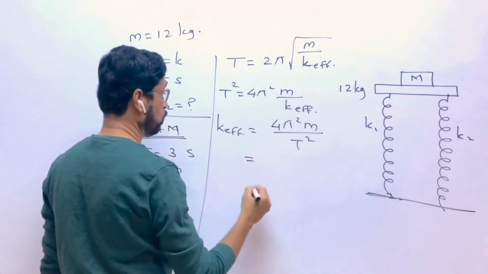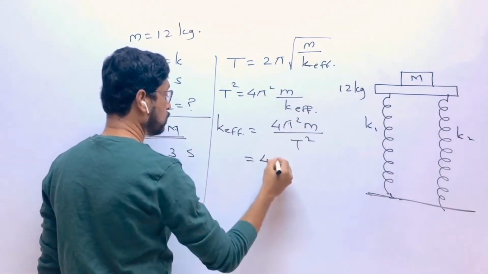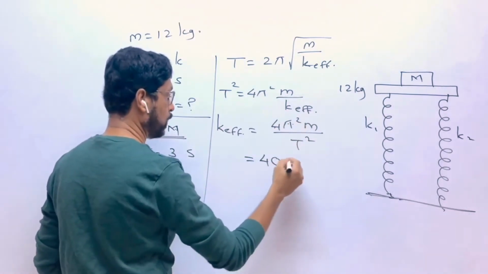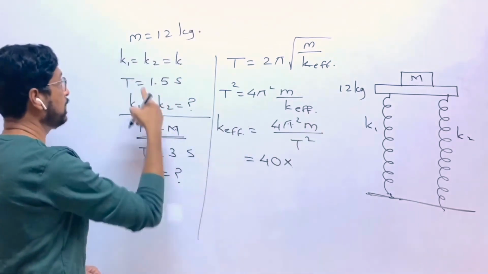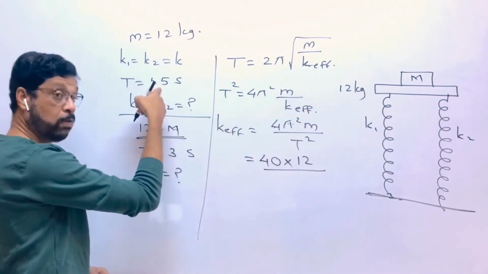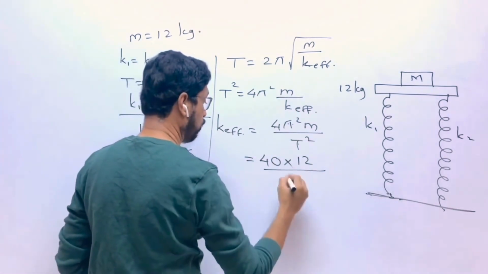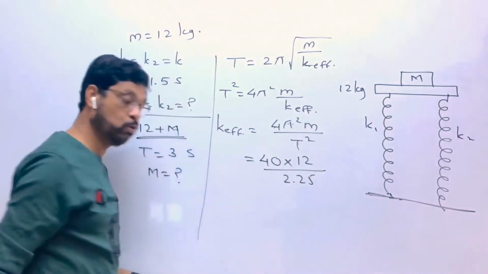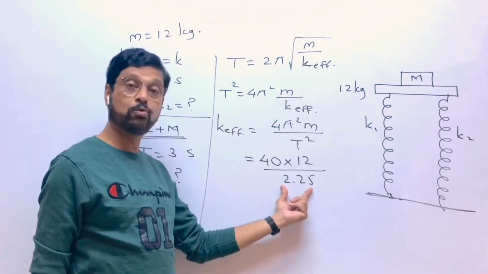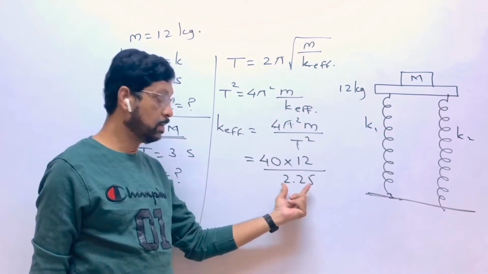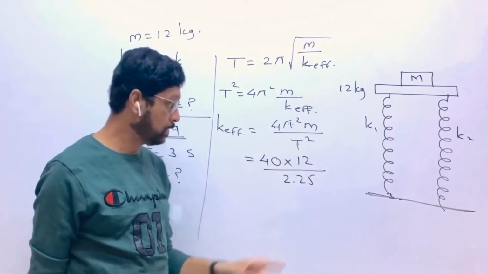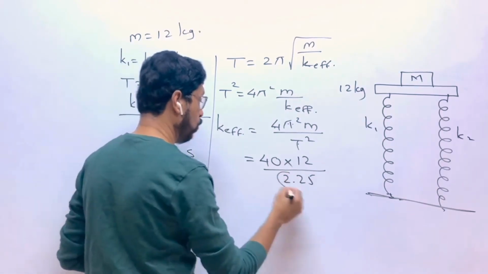That is equal to 4 pi square, approximately, we take it as 10. So 4 into 10, that is 40. Small m, mass of that tray, is given to be 12. And capital T is 1.5. So the square of 1.5 is 2.25. Correct? Now 2.25 can be written as 9 by 4, converting decimals into fractions. So this is 9 by 4.